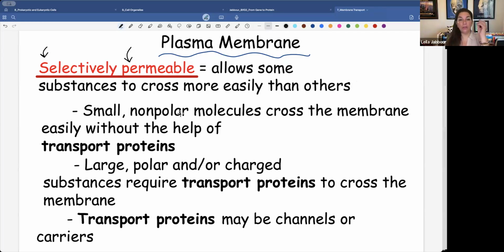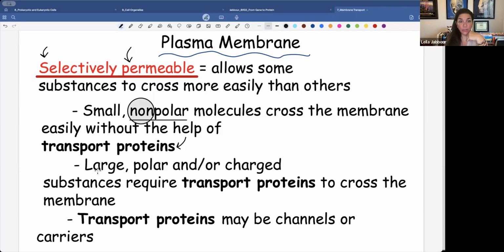So small non-polar molecules cross the membrane easily without the help of transport proteins because they are non-polar. Non-polar molecules can actually blend through the membrane because, if you remember, the membrane is rich in phospholipids. Phospholipids are a type of lipid. They're hydrophobic, and the phospholipid tails are facing each other, and it just makes the membrane very hydrophobic. Only non-polar molecules can really blend with this type of environment. So if you are a non-polar molecule, and you are also small enough, you can go through the membrane with no help of any transport proteins.